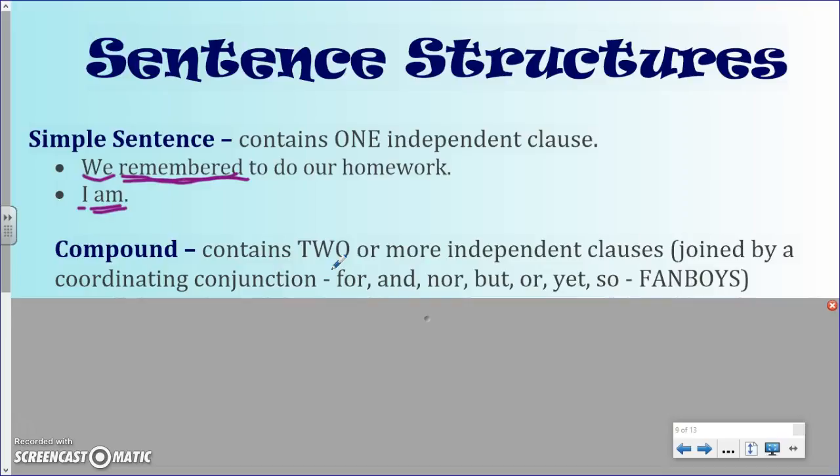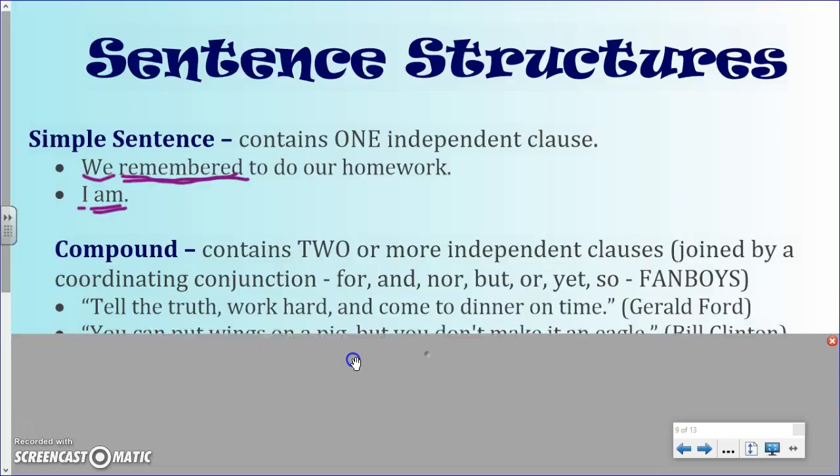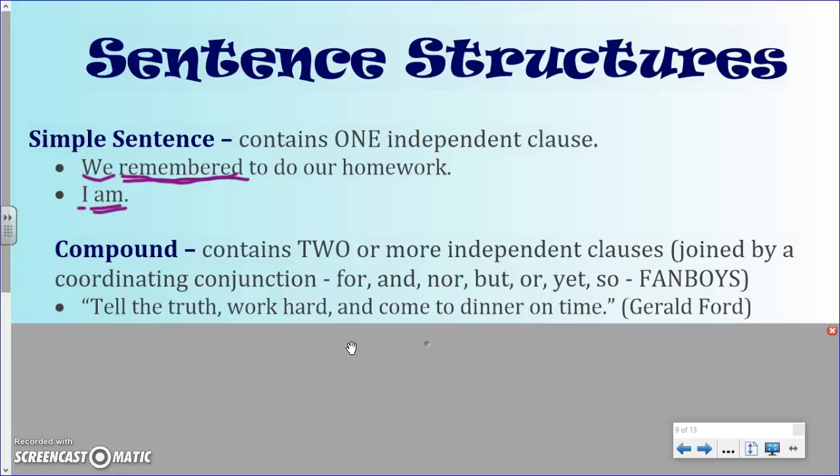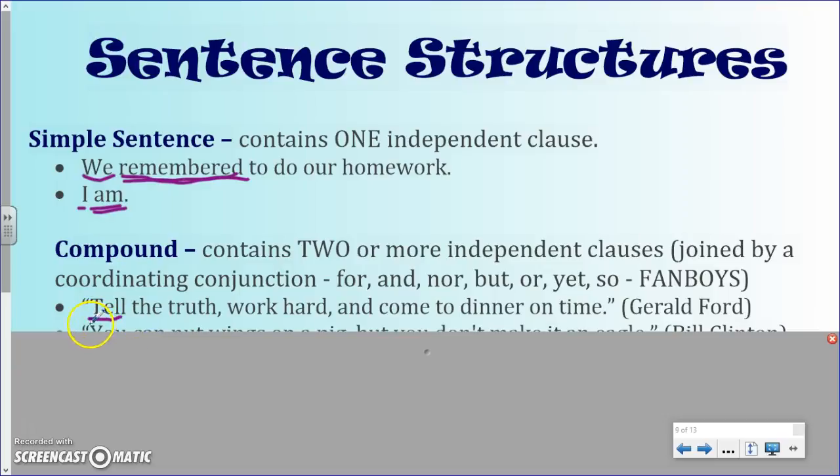So what we're looking for usually are commas followed by a coordinating conjunction. Okay? So the first sentence. Some of these I use quotes, some of them I don't, but with the compound ones I used quotes. Tell the truth, work hard, and come to dinner on time. We're underlining subjects and verbs. Noticing here that all I'm underlining are verbs. There are no subjects in here because this is an imperative sentence. It has implied subjects. The subjects are there: you tell the truth, you work hard, and you come to dinner on time.